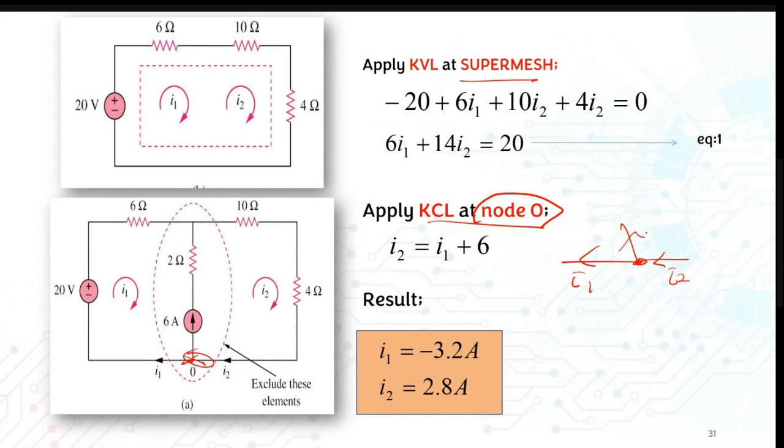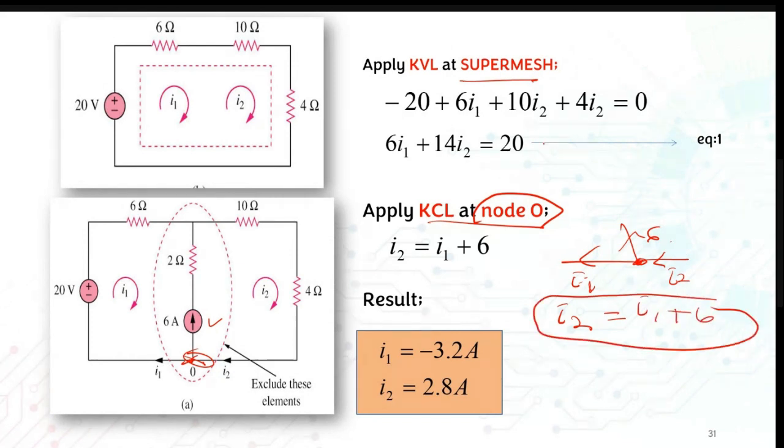Let's see here, this one is 6 ampere, then this one is I1, and this one is I2. So the equation is I2 equals I1 plus 6 at node 0. So you have two equations, and you can solve using maybe the elimination method so that you can get the results for I1 and I2.